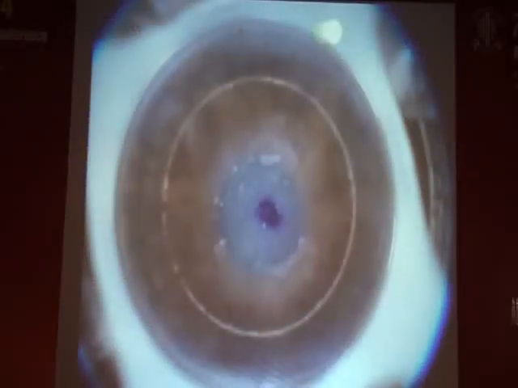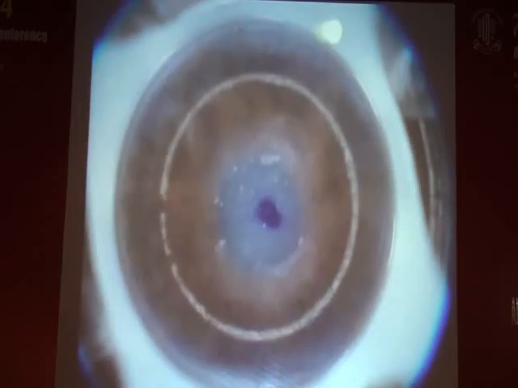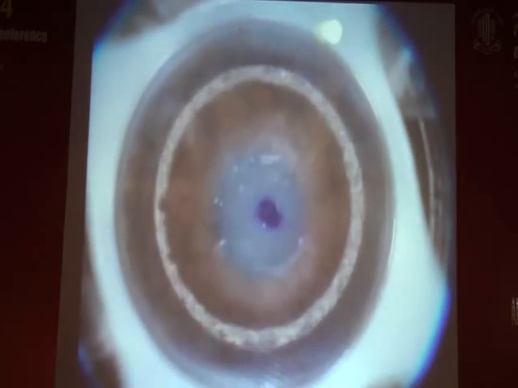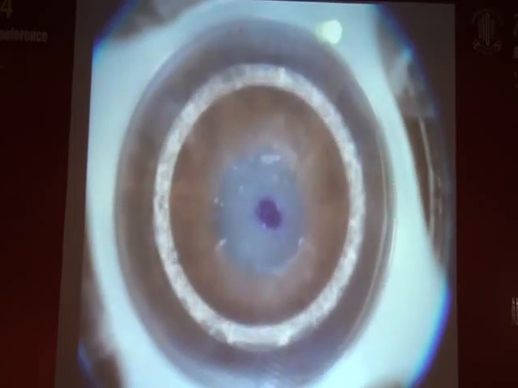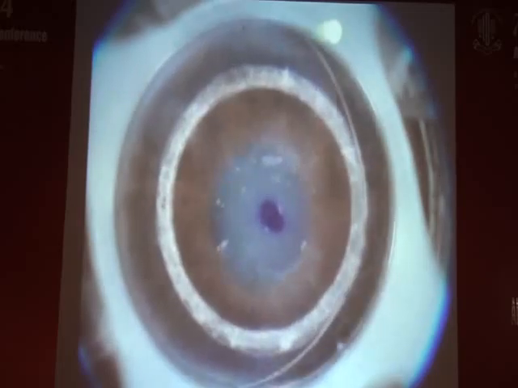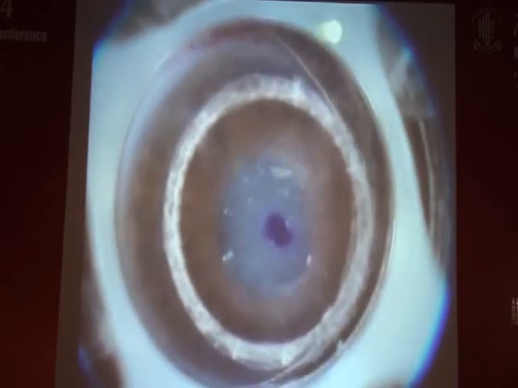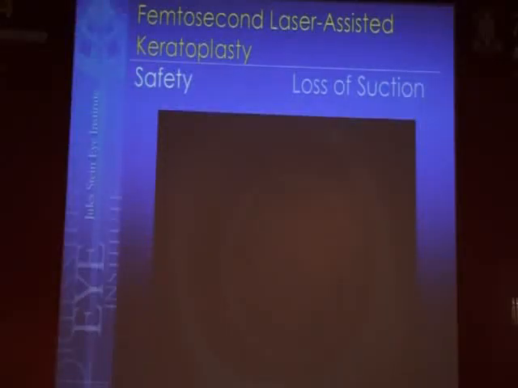Loss of suction has happened once. Here's a patient with lattice corneal dystrophy, planning to do a femto-DALK. Patient, I can't blame him. He was not squeezing, normal corneal curvature. Watch this fluid meniscus over here. So I'm halfway through the treatment. I'm about to start the anterior side cut. Boom. Lost suction.